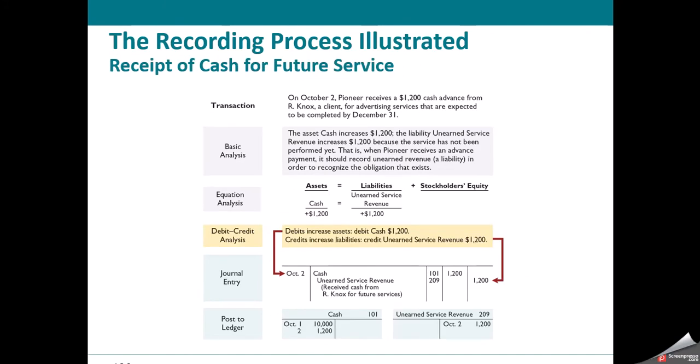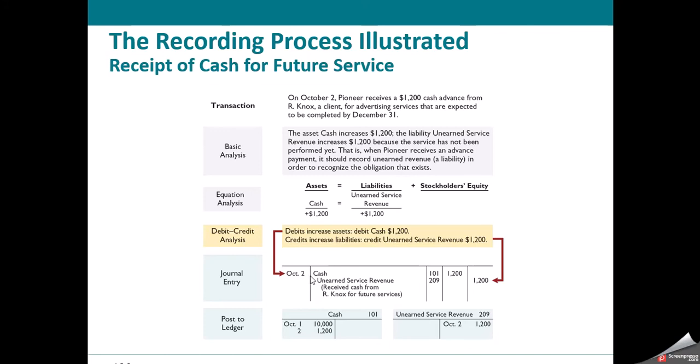Now this is a future service, and sometimes these ones are tricky, but we will have them in our homework, where we receive money in advance for services that we have not yet performed. Those are called unearned revenues. The cash comes in, so that increases our assets, but unearned revenue is considered a liability because it's not a liability of money, it's a liability of work that we have to do. So we owe somebody either the money back or the work, but chances are we're going to do the work.